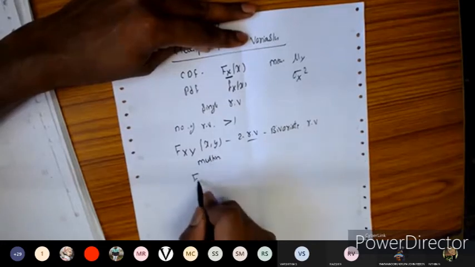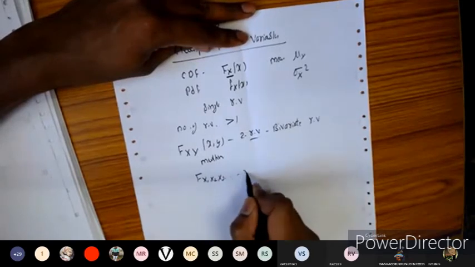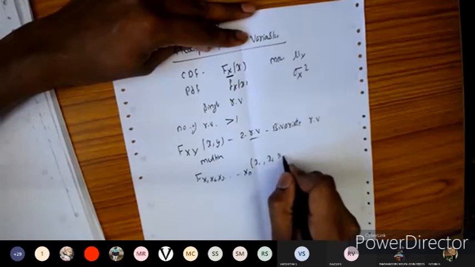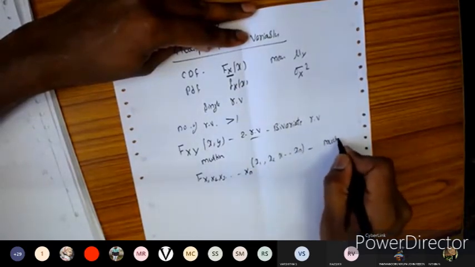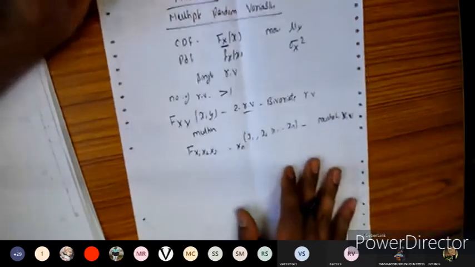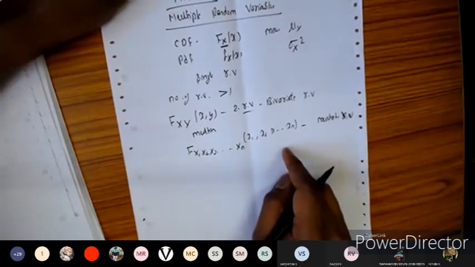Multiple random variables is nothing but f(x1, x2, x3, and so on up to xn). Here x1, x2 up to xn, we are going to call these the multiple random variables. So you got the concept here, no? What's the meaning of multiple random variables?